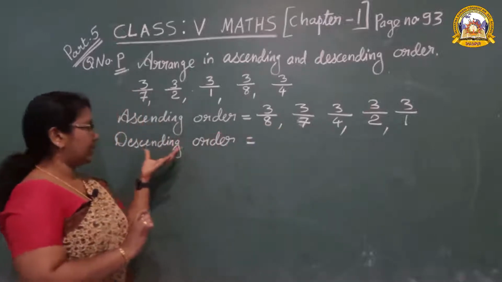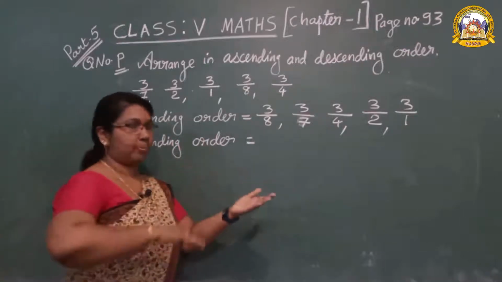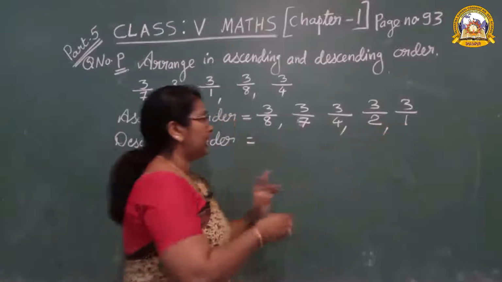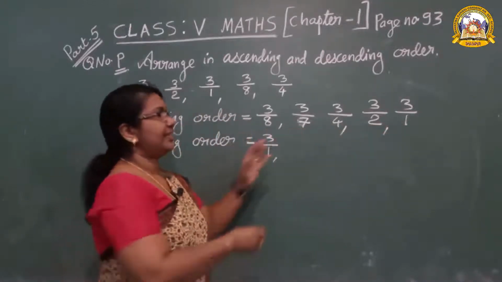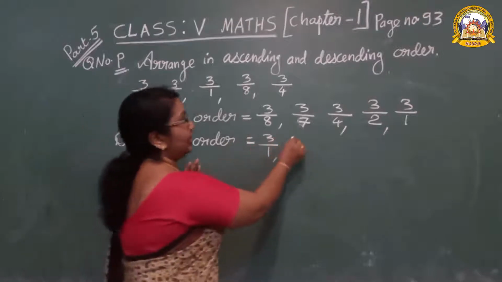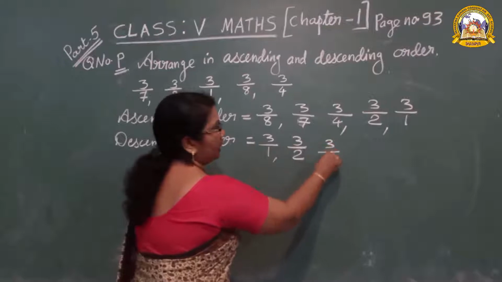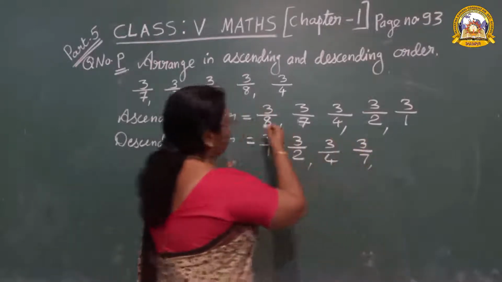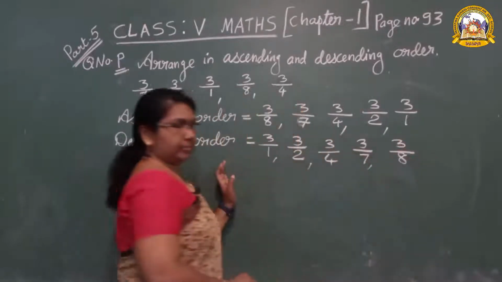Now we are going to write the descending order. Descending order means, we know, just opposite, big to small. Then which is the biggest fraction here? 3 by 1. Then can you say the next one? Yes, look at the blackboard and say 3 by 2. You have to write in this order: 3 by 4, then 3 by 7, and the smallest fraction, 3 by 8.